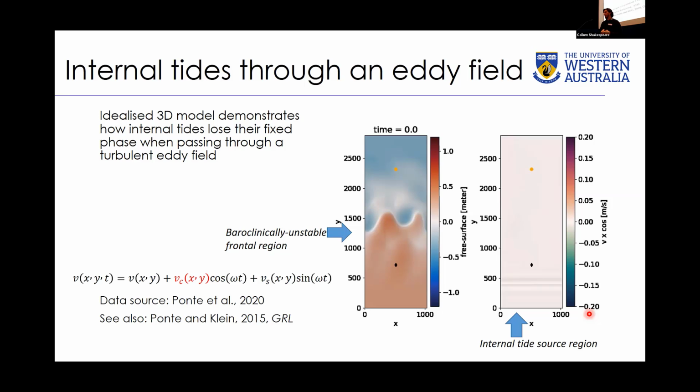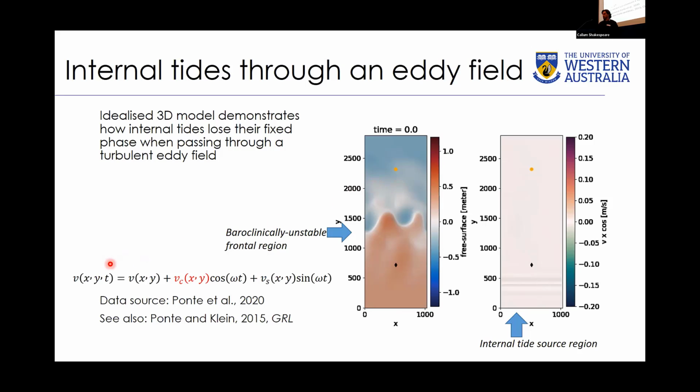So these are idealized simulations from Pont and Klein 2015. They basically start out with this baroclinically unstable frontal region. So think of the Southern Ocean, I guess. These are distances in kilometres. And what they do is have an internal tide source region in the south, and they propagate the waves through this eddying field.